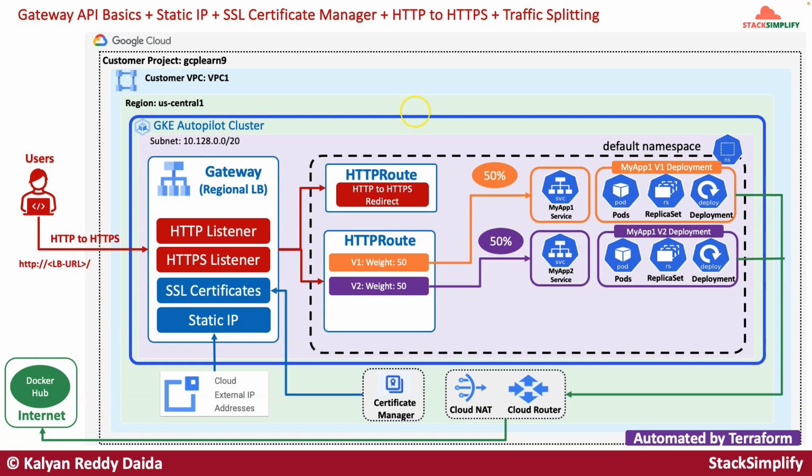So here we will implement a traffic splitting demo with 50% traffic to my app1 and 50% traffic to my app2, and then verify that in detail. And this split we can change based on our needs, but here for testing purposes, we give 50% for app1 and 50% for app2. So that's about the traffic splitting demo.